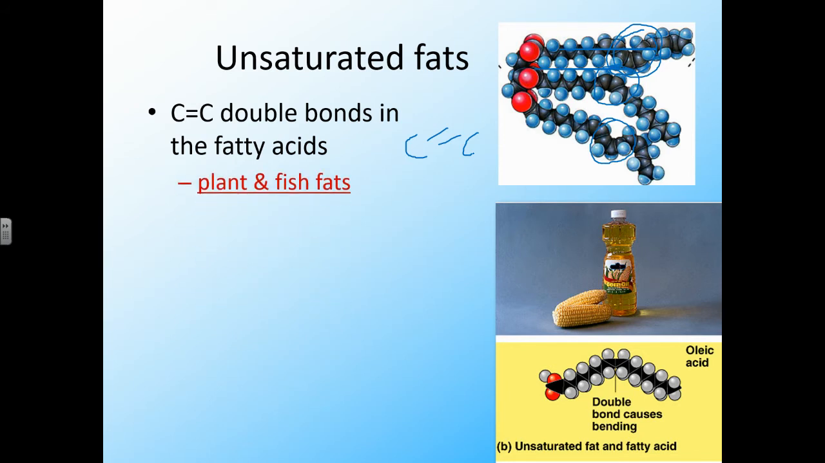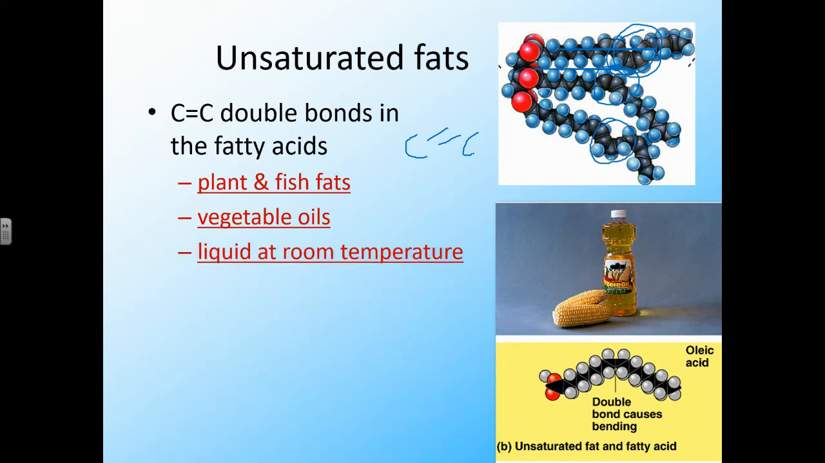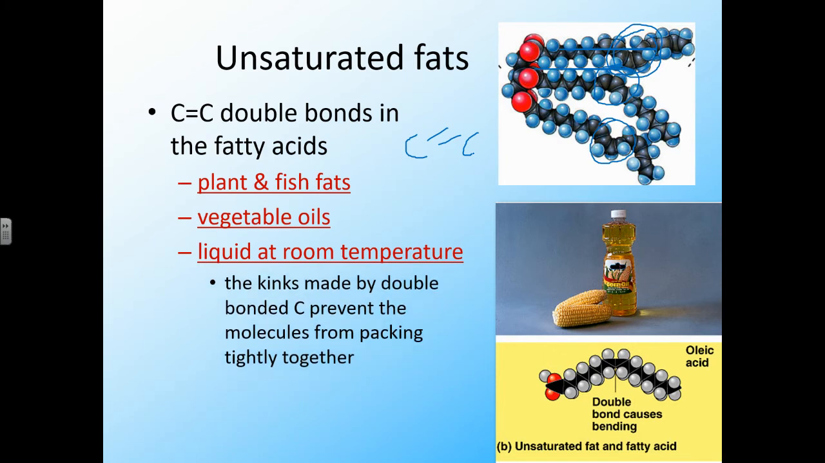Unsaturated fats are plant and fish fats. Vegetable oils would fall into this category, like olive oil, sunflower oil, peanut oil. They're liquid at room temperature. And again, the kinks made by double bonded carbons prevent the molecules from packing tightly together, and that's why they're a liquid at room temperature.